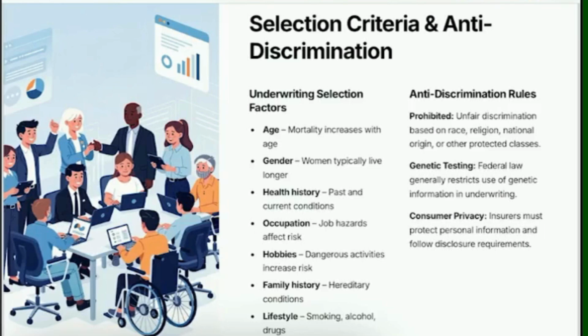But you cannot discriminate based on things that do not affect your mortality. Okay? Race, religion, national origin, or other protected classes. Genetic testing. Federal law generally restricts use of genetic information in underwriting. And consumer privacy. Insurers must protect personal information and follow disclosure requirements. Okay?